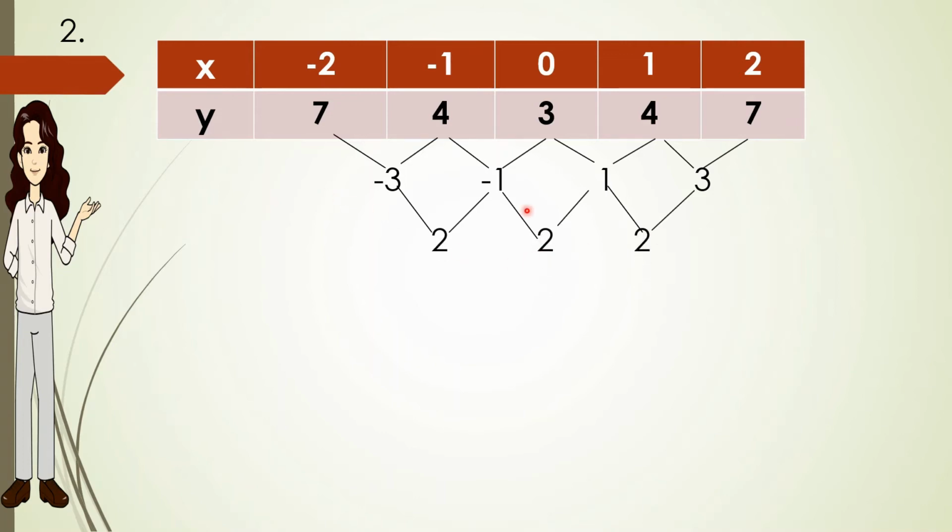Negative 3 becomes negative 1, so it increased by 2. Negative 1 becomes 1, increased by 2 also. Then 1 becomes 3, increased by 2 also. Our second difference in y is 2. So, they are all the same. Meaning, our table is a quadratic function.